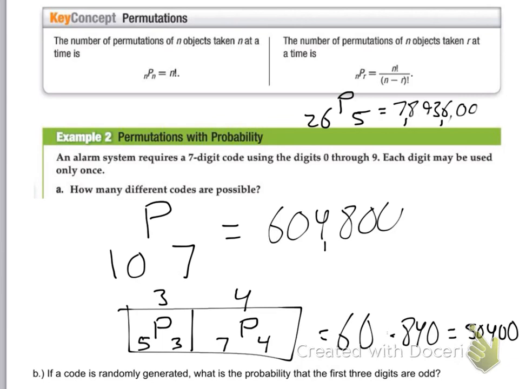Now, I didn't read the question very well with the other classes, but it says, what is the probability that, if a code was randomly generated, it would have the first 3 odd? Well, guess what? You have 50,400 to choose from, these are your wanted, out of 604,800. So the probability would be 50,400 divided by 604,800. That would be the probability of you randomly picking a code and it being under those guidelines.